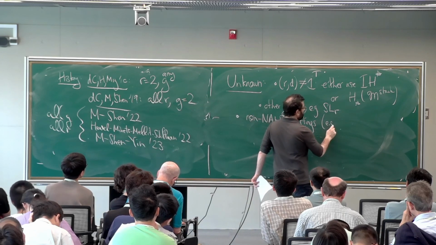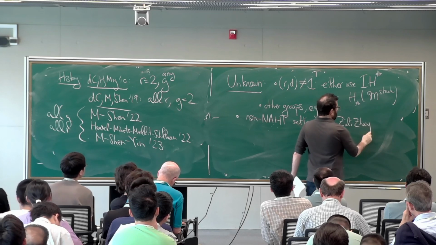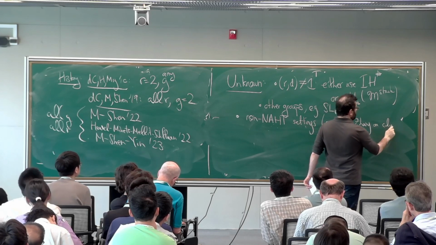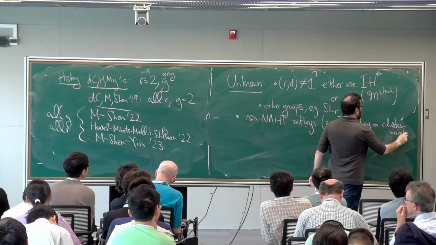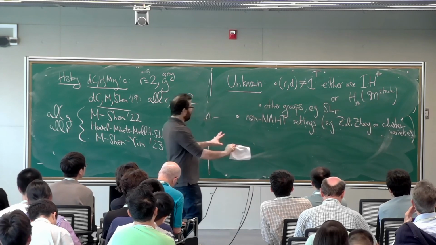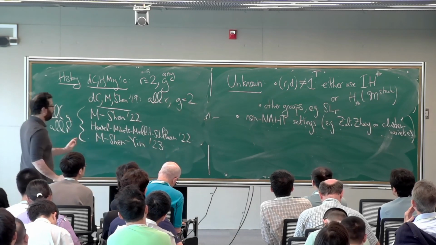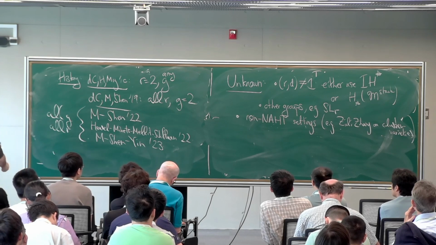And so, for instance, there's work of, let's say, Zili Zhang on cluster varieties, and so on. I think what we're missing right now is exactly what are the right adjectives you need to put in order for something like this to be true. Okay.